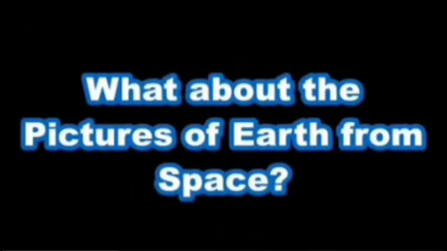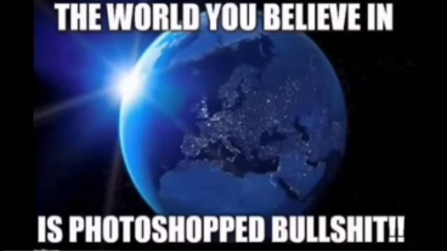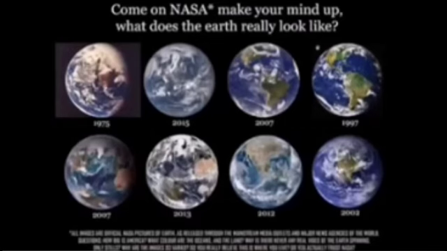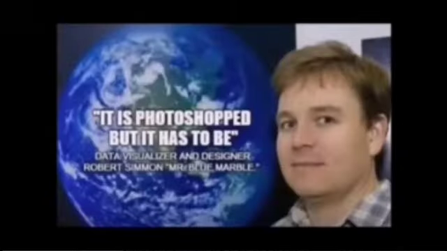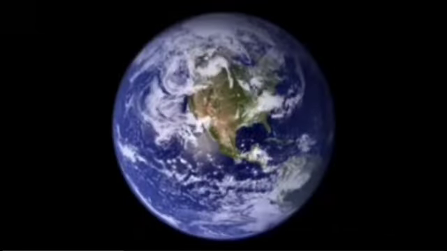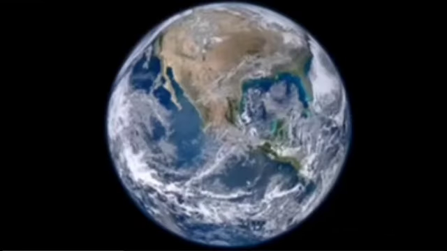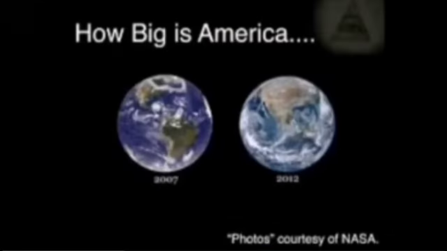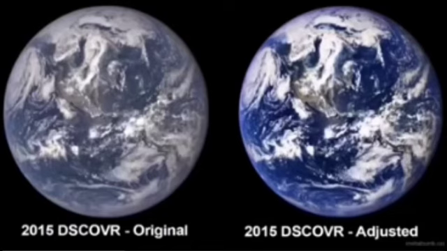What about the pictures of Earth from space? The pictures we see from NASA of Earth from space are badly photoshopped. It is so obvious that even they admit to photoshopping them, such as data visualizer and designer Robert Simon, who once said, "It is photoshopped, but it has to be." This only proves that these blue marble images are not real, but fake cartoons that NASA has given the public.